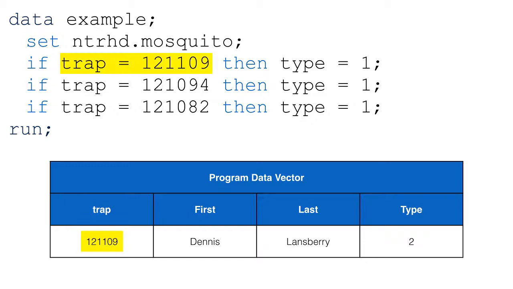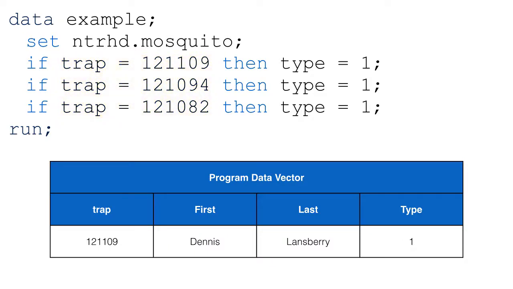This time, the condition for the first if-then statement is true. So, SAS changes the value of type to 1 for this observation. The remaining if-then statements are false for this observation. Notice that these if-then statements are mutually exclusive. No more than one of them can be true at a time.